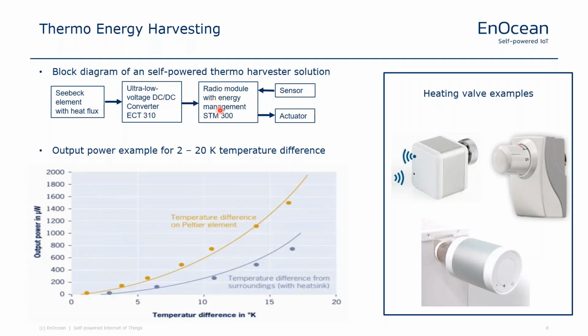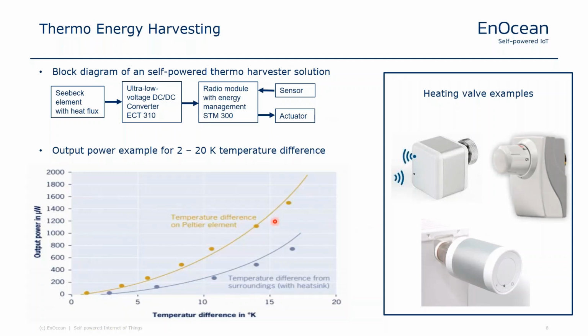And then this feeds a radio module like the STM300. This can be used as a sensor module, or most likely in our examples and from our customers, an actuator. We have several customers using this to build very interesting heating valves. All the heating valves are self-powered by the energy of the radiator on one side and the environmental air taking up the heat flux.